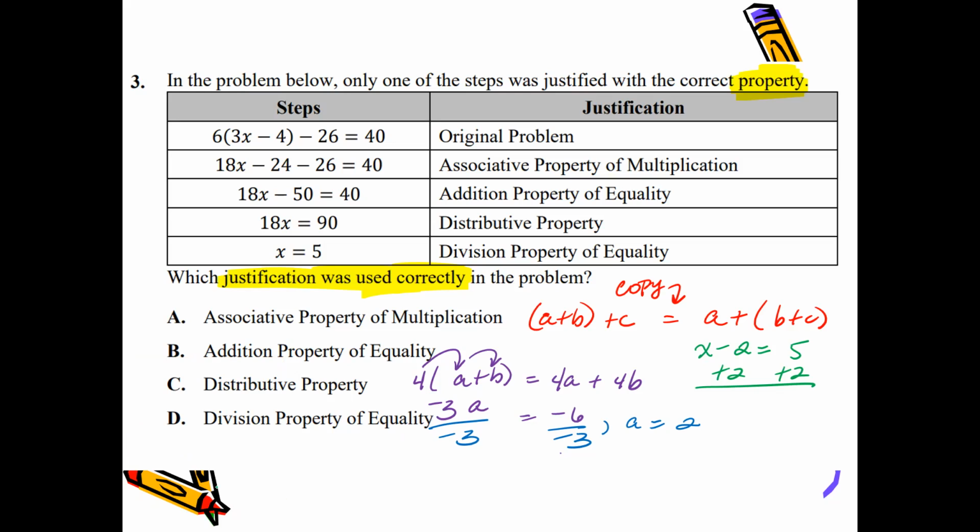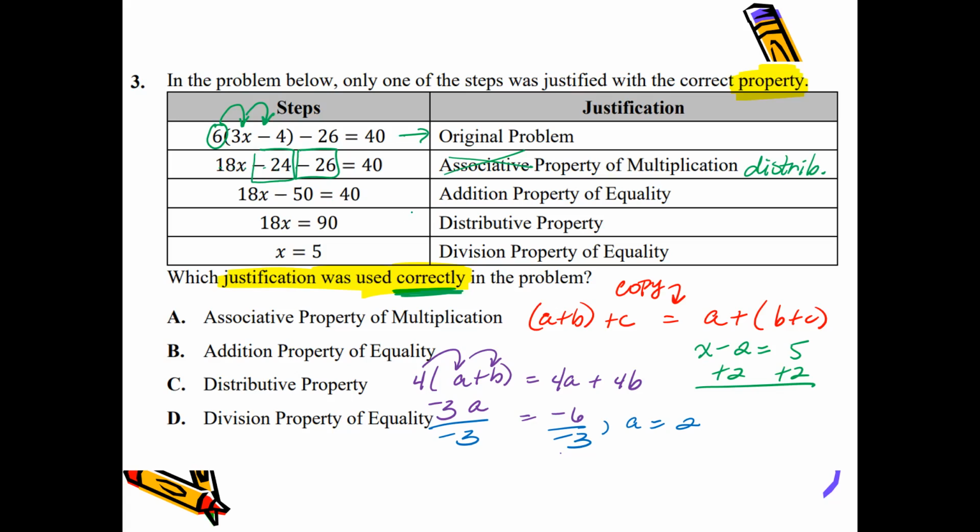Okay, so for number 3, this is the original problem. That's true, so that's fine. Then what I see here is, how did I get to 18x minus 24? You took the 6 and multiplied it inside here. That's not associative property, that's distributive. So that was used incorrectly, but that's not my answer because my question asks me to find the one that's used correctly. Then from here, what I did was I combined the -24 and minus 26 together.